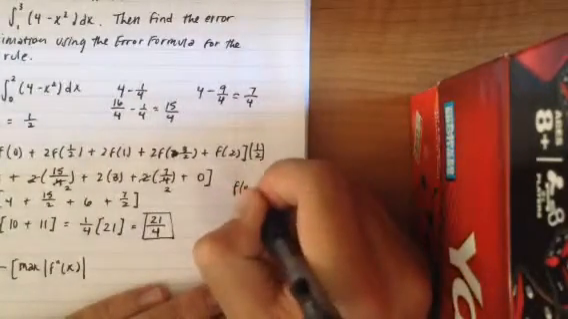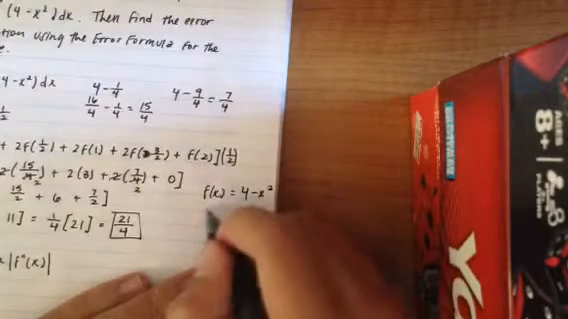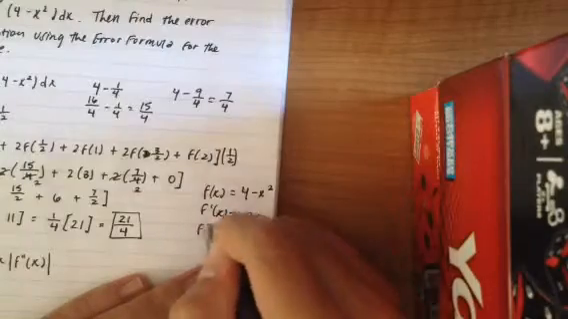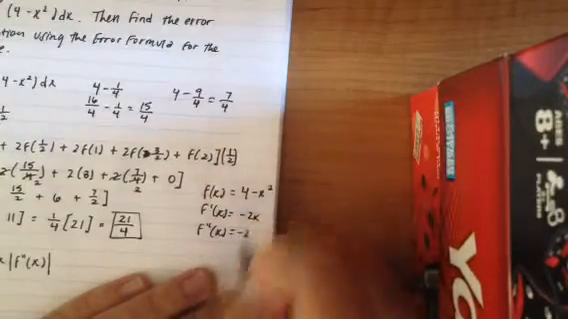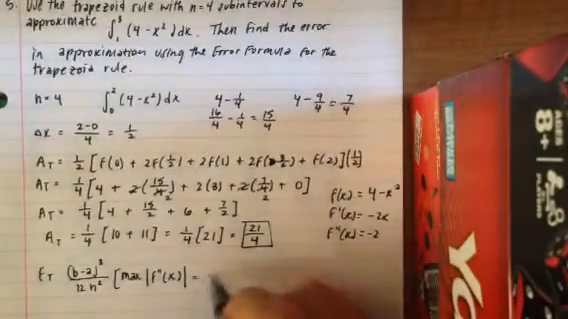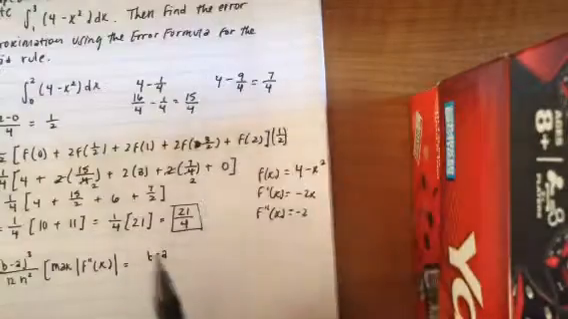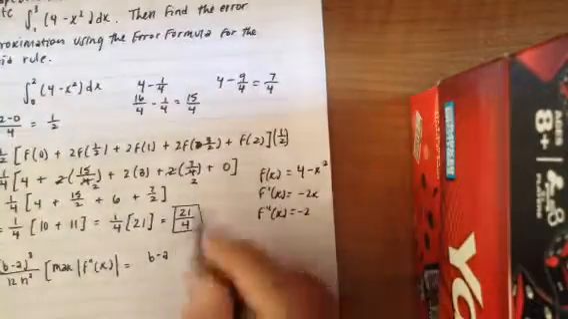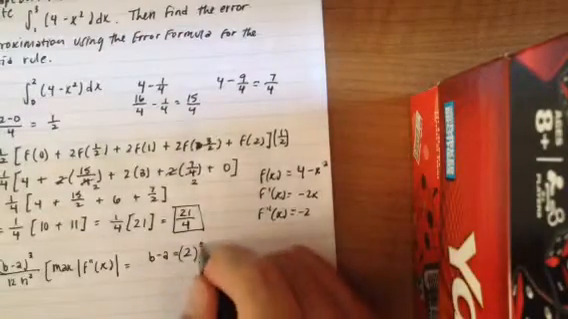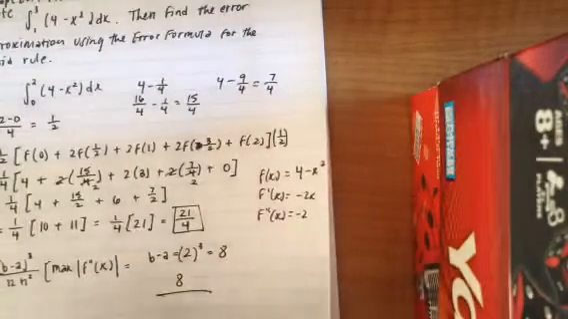Now f of x is simply 4 minus x squared. F prime of x would be negative 2x. F double prime of x would equal negative 2. I'm going to need that down here. So first we have b minus a, which is 2 minus 0, so that equals 2. So that cubed, according to the equations, equals 8. So 8's on the numerator.